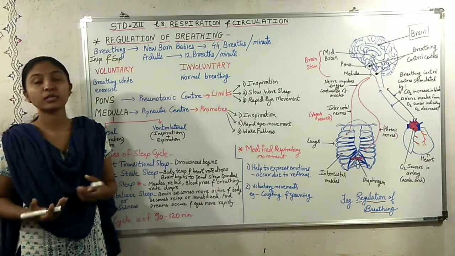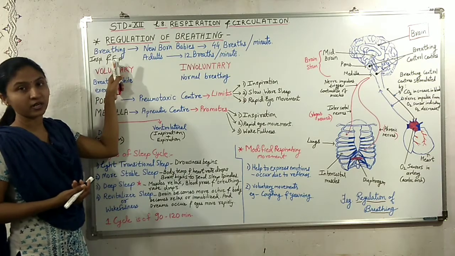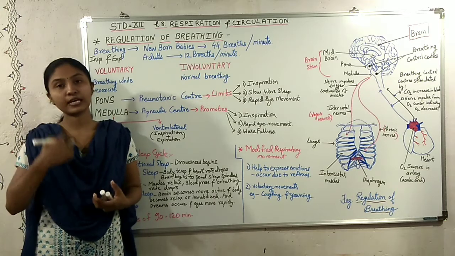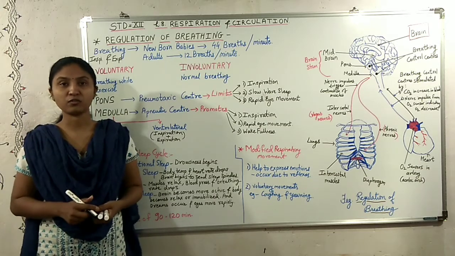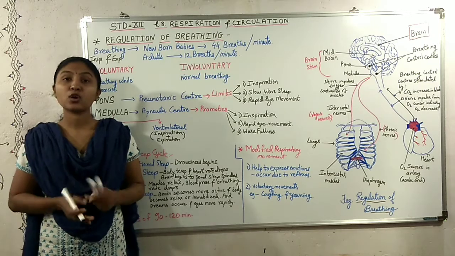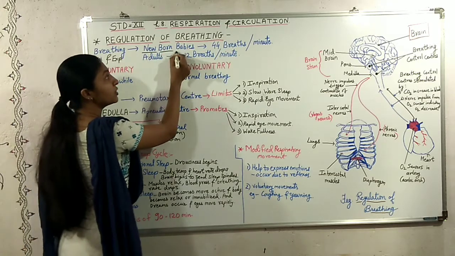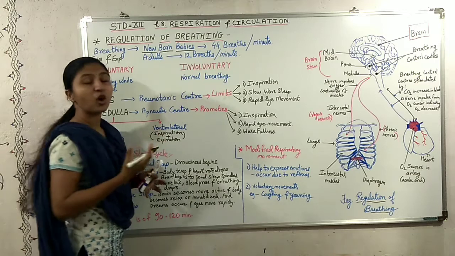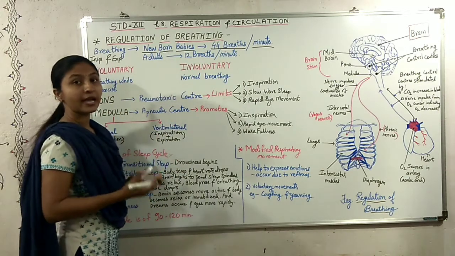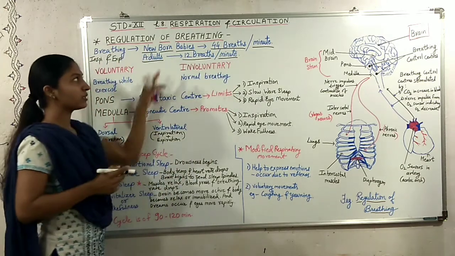Now we also know that there are two steps in breathing. First is inspiration and second is expiration. Inspiration means inhalation of air and expiration means exhalation of air. One time when we inhale the air and the same air when we exhale, that is called one breath. In newborn babies, the rate of respiration is about 44 breaths per minute, whereas in adults the rate of respiration is 12 breaths per minute. Now why is there a difference?